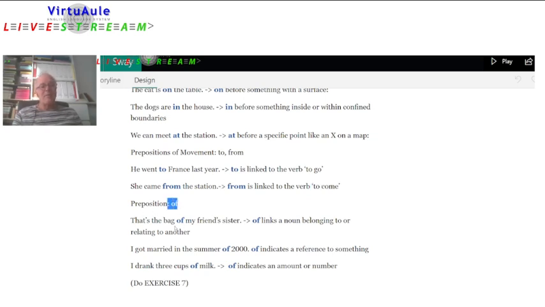The preposition of, that's the bag of my friend's sister. Of links a noun belonging to or relating to another. It's like relating to things, the bag and the sister. I got married in the summer of 2000. Of indicates a reference to something. I drank 3 cups of milk. Of also indicates an amount or a number. 3 cups of milk, we saw that. A piece of fruit, so it indicates an amount.